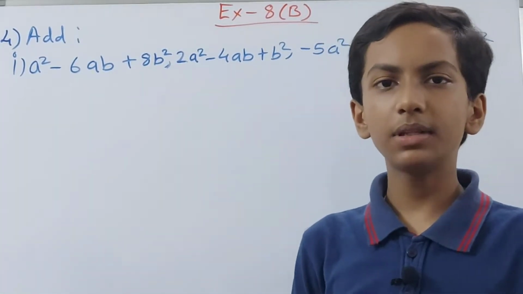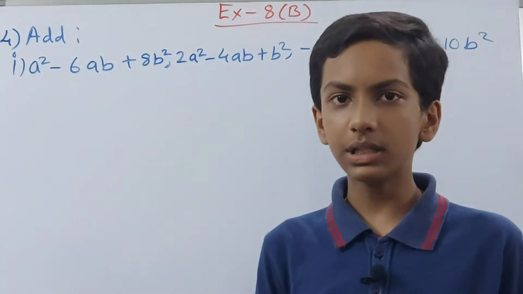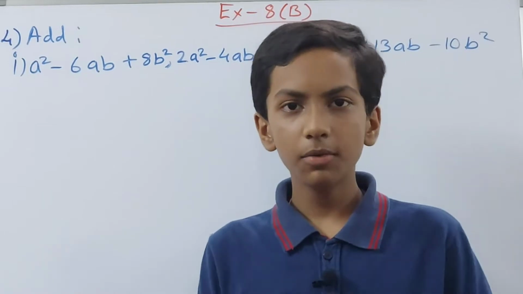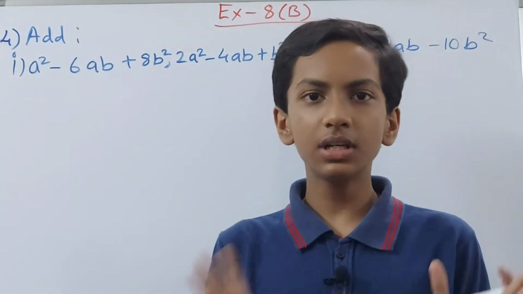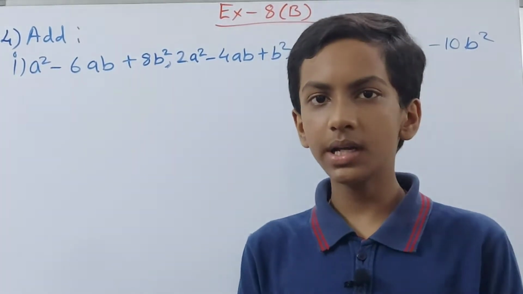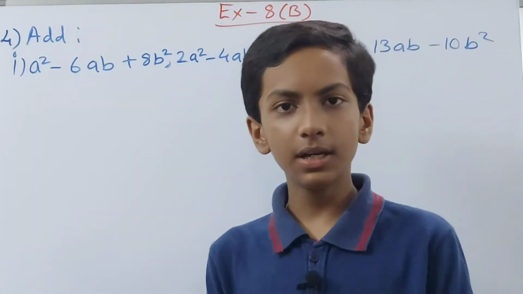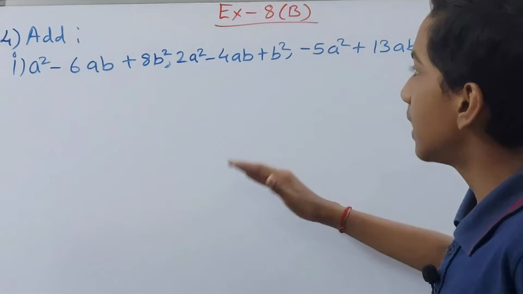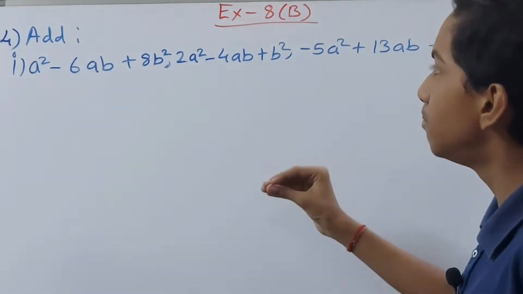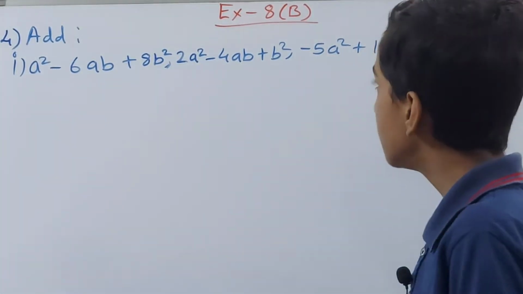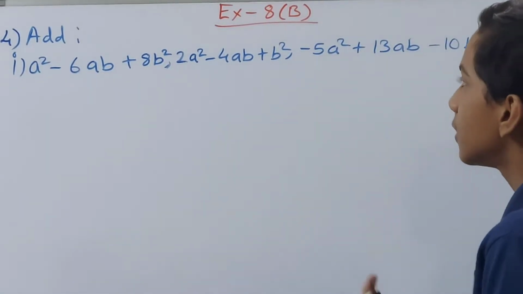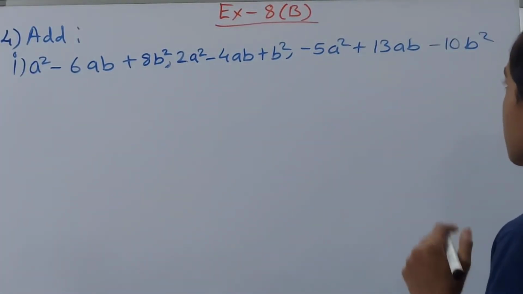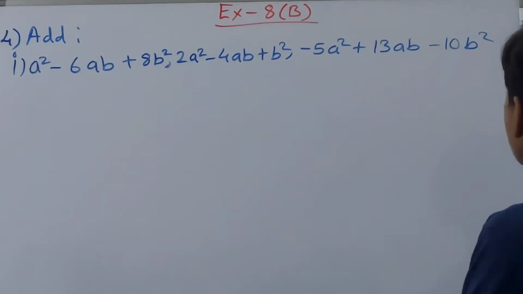We have done that method in the previous question, so let us try the other one which is left, that is adding them horizontally, by arranging the like terms, adding them, and getting the answer. Let me show you how. So this is a square minus 6ab plus 8b square. This is 1. Then we have 2a square minus 4ab plus b square. Then minus 5a square plus 3ab minus 10b square.